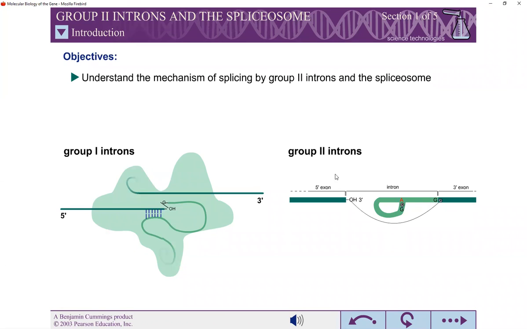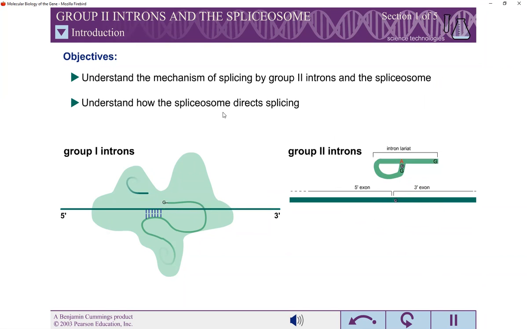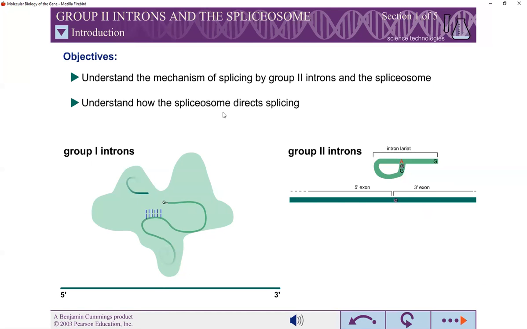Having a look at the group 2 introns, these can catalyze their own removal, in which case they are referred to as self-splicing introns. Sometimes they require a protein complex, referred to as the spliceosome, to catalyze their removal. Have a look, and understand how the spliceosome directs RNA splicing, in what manner splicing takes place.